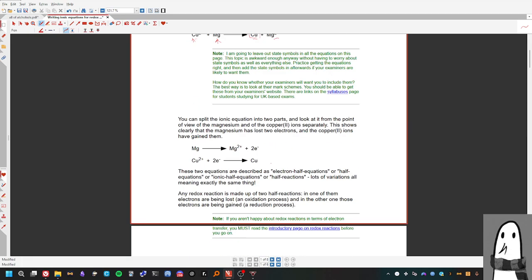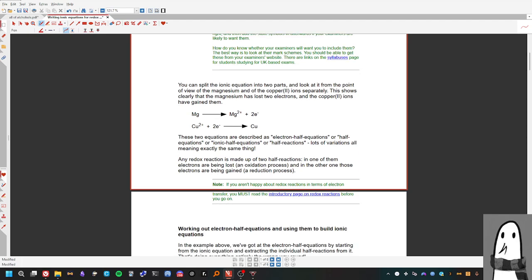Now you can split the ionic equation into two parts, from the point of view of the magnesium and the point of view of the copper separately. This shows that the magnesium has lost 2 electrons and the copper has gained 2 electrons. These equations are described as electron half equations or ionic half equations. Any redox reaction is made up of 2 half equations.